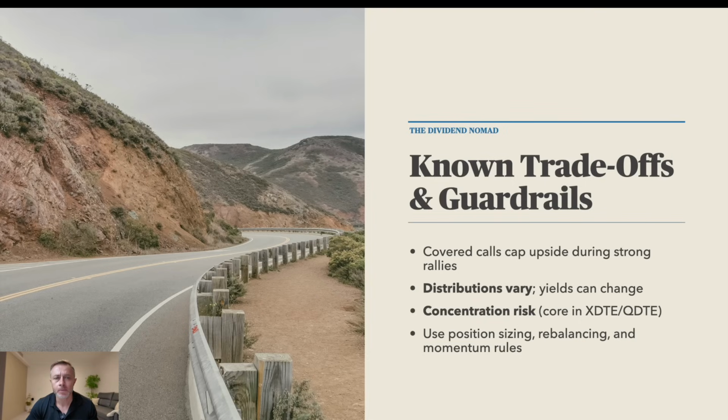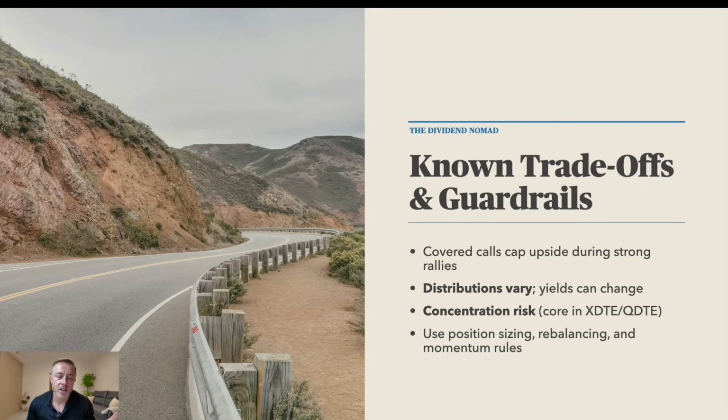Some of the guardrails you can use to help protect you is to watch your position sizing. So when I say 70 to 80% of my portfolio is in XDTE and QDTE, it's not 70% in only one of those, right? I have the money spread out, some over here, some over there. You're not going to put 100% of your money in one single ETF.